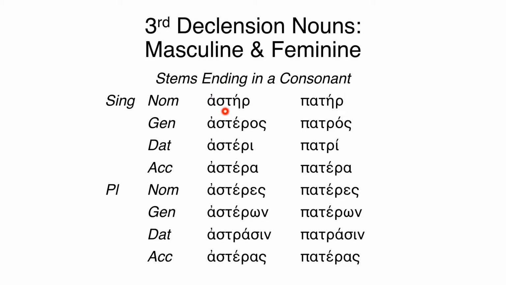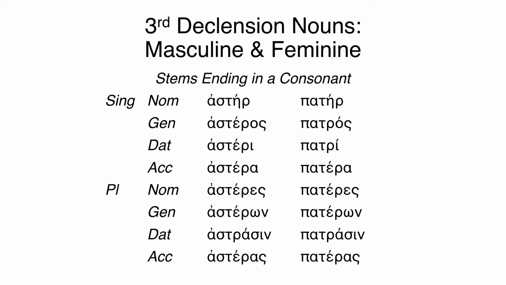We're using as our model noun the noun aster or astir, which means star, and this will help us to work out the forming of many third declension nouns that end in a consonant. So let's look at them. First, we have the nominative singular form, aster. Then the genitive form is asteros. The dative form, asteri. The accusative form, astera. Nominative plural, asteres. Genitive, asteron. Dative, astrasin, and accusative, asteras.